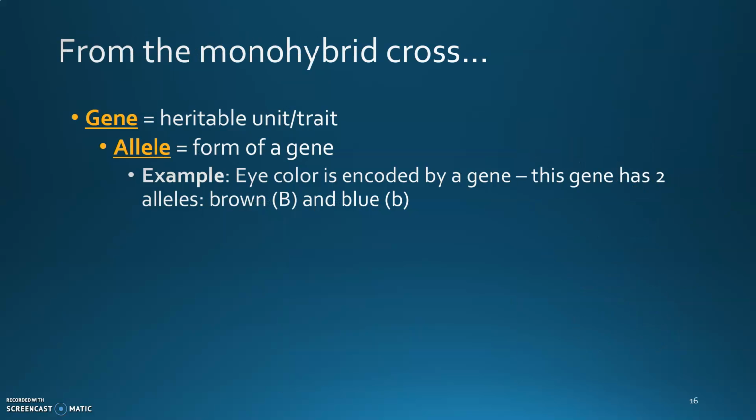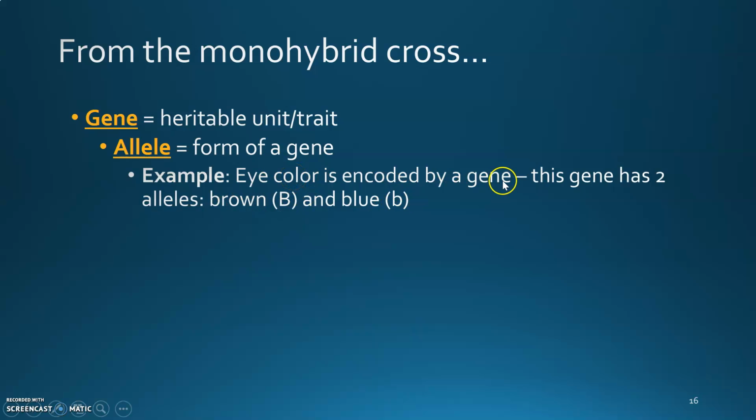And so from his monohybrid crosses, or his crosses studying one specific trait, Mendel came up with a series of terms to describe the relationships that he saw. The first term that he used was gene. Genes are just heritable units or traits. So in the previous example, that would have been height. And alleles are different forms of genes, or different forms of that specific trait. So the gene from the previous example would have been height, and the alleles would have been tall and dwarf, different forms of height.